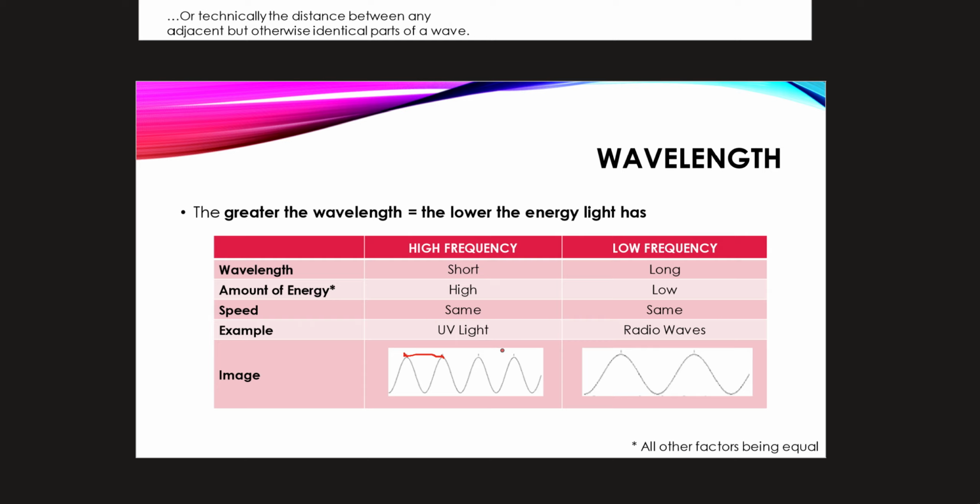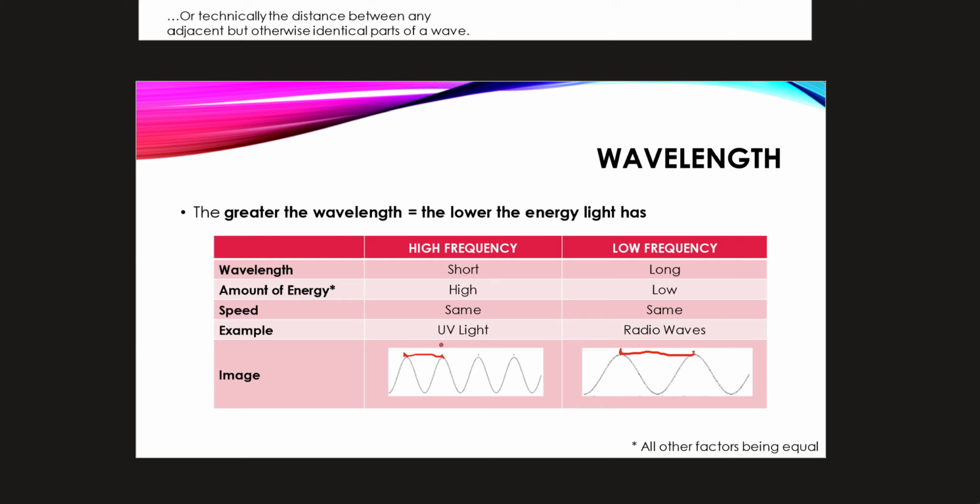So this would be the example of a UV light wavelength. However, if we were to look at something for low frequency, the wavelength would be much longer. So if we were to look at these two crests and signify the wavelength in between here, as you can see, this is much longer than the wavelength right here, and this would result in a lower amount of energy, the same amount of speed, and this would be for something like a radio wave.